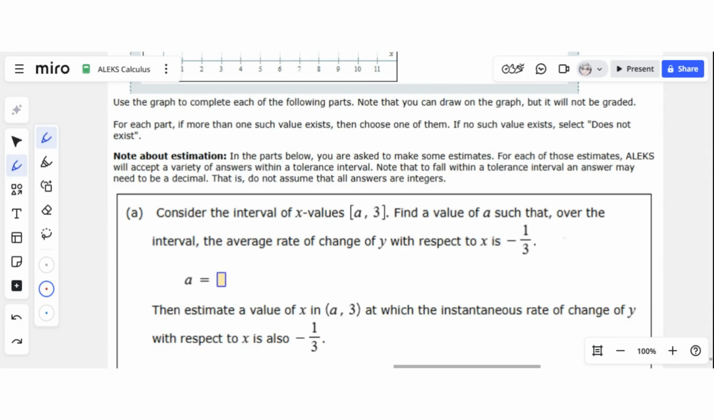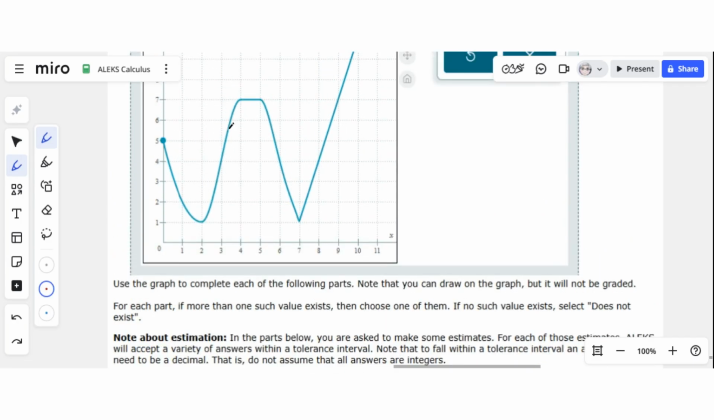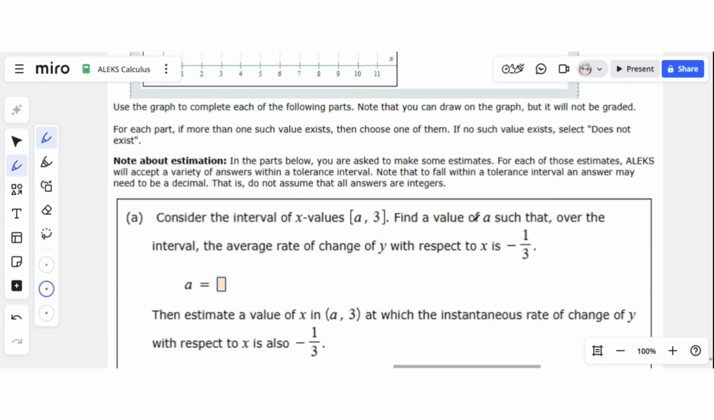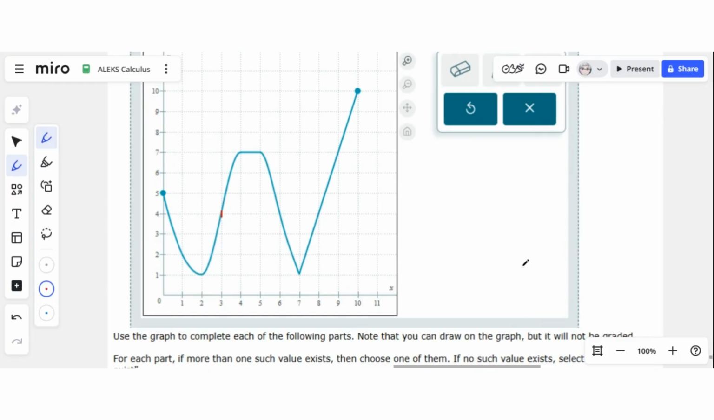Okay, let's look at the first part. It says consider the interval of x values from a to 3. So from some number up to 3. Okay, so 3 brings us to right there. Find the value of a such that over the interval, the average rate of change with respect to x is -1/3. So we want some point on this function to the left of this one, where across that interval, it's going to go, well, down 1/3, a rate of change of -1/3.